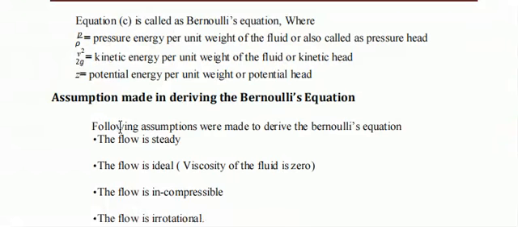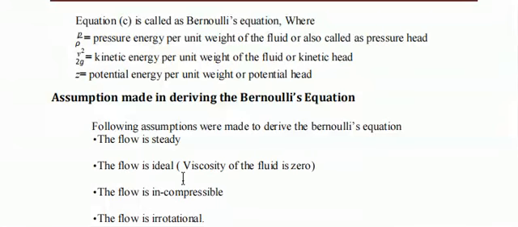The following assumptions were made to derive the Bernoulli equation. One is the flow is steady. Second one is the flow is ideal. The flow is steady is nothing but the flow of the fluid does not change with respect to time.